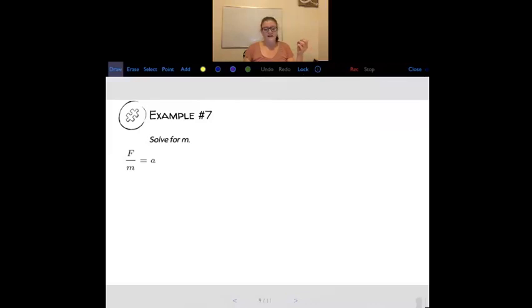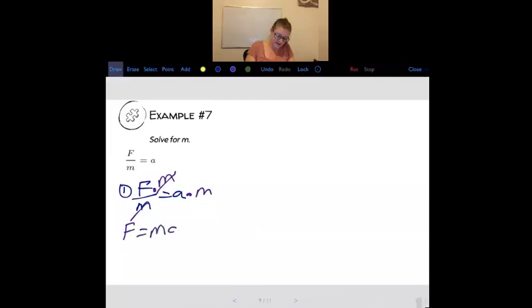So solving for a variable in terms of other variables when we have fractions or rational equations, there are 3 different ways to go about doing this. So I'll go through all 3. The first way is you may recognize that if we're dividing by m on the left, if you multiply by m on the left, it cancels out the m's, and if you multiply by m on the left, you have to multiply by m on the right. This becomes F equals ma. Force equals mass times acceleration.